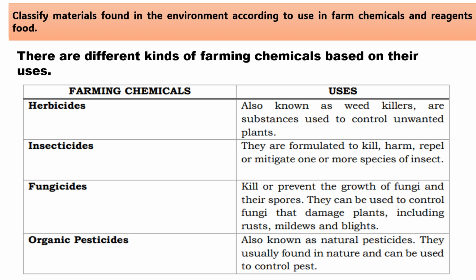Fungicides kill or prevent the growth of fungi and their spores. They can be used to control fungi that damage plants, including rust, mildews, and mold. Organic pesticides, also known as natural pesticides, are usually found in nature and can be used to control pests.